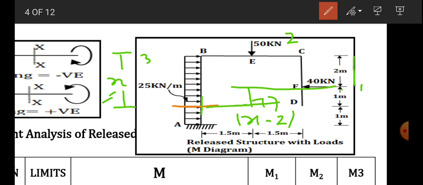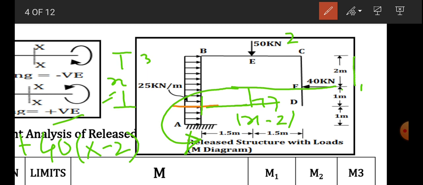Now rotate that force about the horizontal axis, and if we rotate, we have a moment in an anti-clockwise sense. Sorry, for the anti-clockwise sense, our sign is positive. So it will be plus 40 into (x minus 2). This is the first force and the moment due to that. Now let's consider the next force.